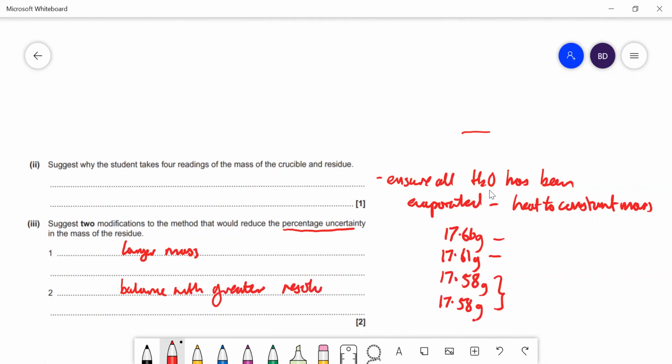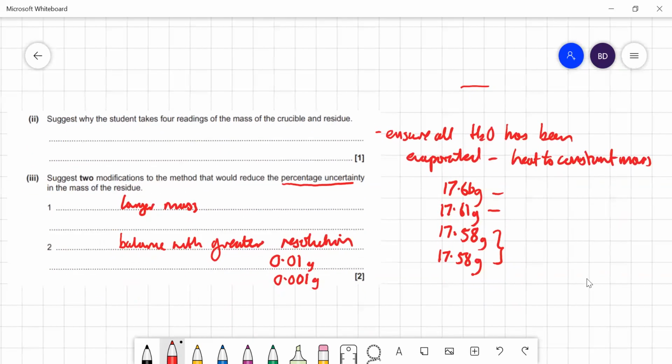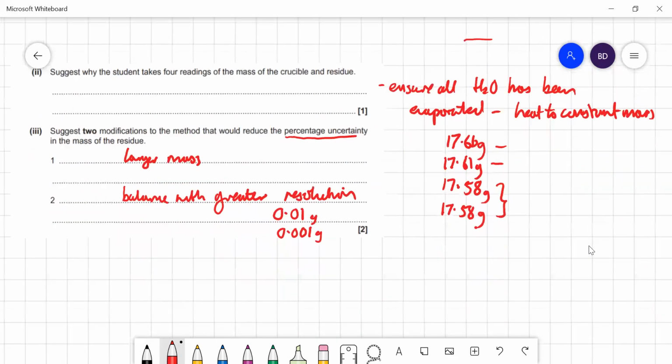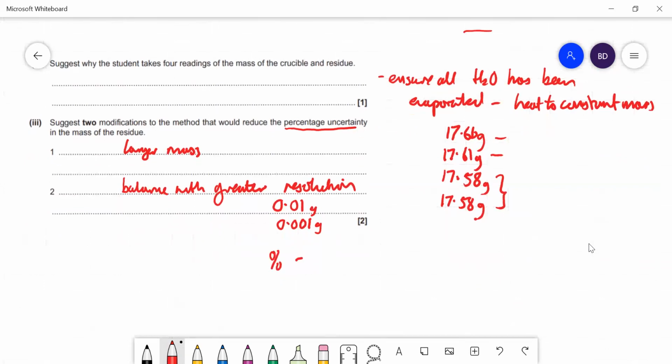So that balance that they used was to the nearest 0.01 gram. You can maybe use a balance to 0.001 gram. Either of those two ways would reduce it. Just don't forget, percentage uncertainty is going to be equal to the error over the mass measured. So if you make this number bigger, you make the error smaller. And if you make the error number smaller, then you make the percentage error smaller. So two ways of doing that.